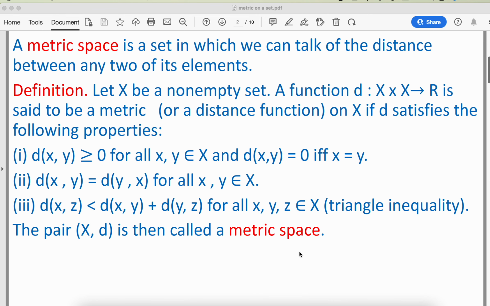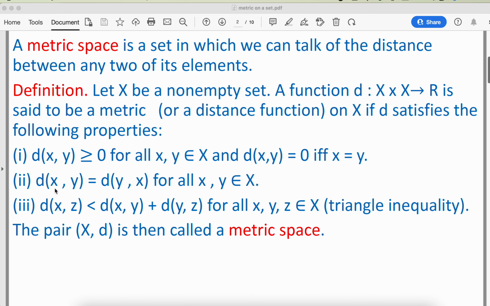Now the definition of a metric space: suppose X is a non-empty set. A function d from the cross product of X and X to the set of real numbers is said to be a metric on the non-empty set X if d satisfies the following properties. First, d(x,y) is greater than or equal to 0 for all x, y belonging to X, and d(x,y) is 0 if and only if x is equal to y.